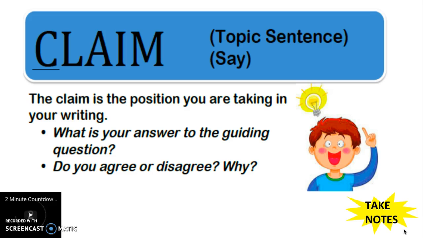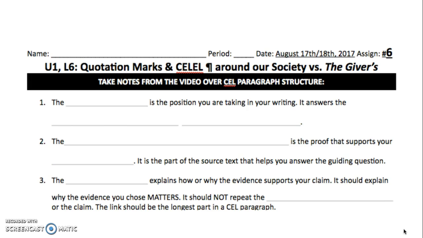So the first part of a CELEL paragraph is the claim. So the claim is the position that you're taking in your writing. What is your answer to the guiding question, and do you agree or disagree, and why? So today, your guiding question for your essay is, how similar is our society to the society that's described in The Giver? So your answer should include 2 different points of comparison, 2 different ways in which our society and the society in The Giver is different. Pause the video now to take notes on your handout for number 1.